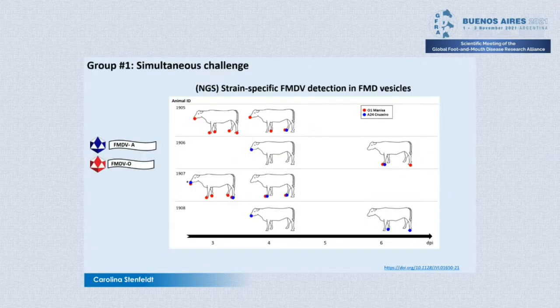We harvested samples of vesicles during the clinical phase of infection from the first study group, which is illustrated in this image. Again, the A24 is in blue and the O1 Manisa is in red. And in short, 3 of the 4 animals had vesicles containing both viruses, either separate or together, while the 4th animal only had vesicles caused by A24.